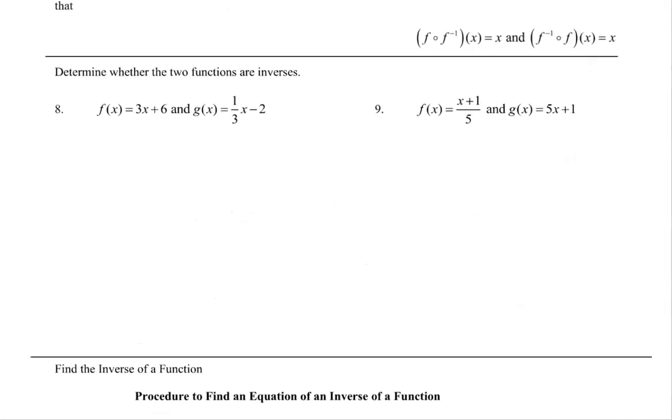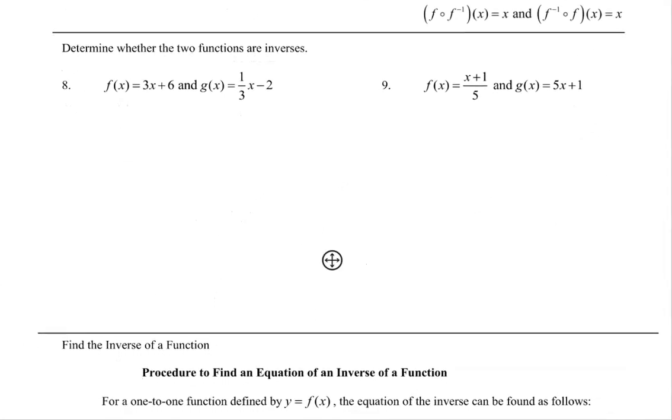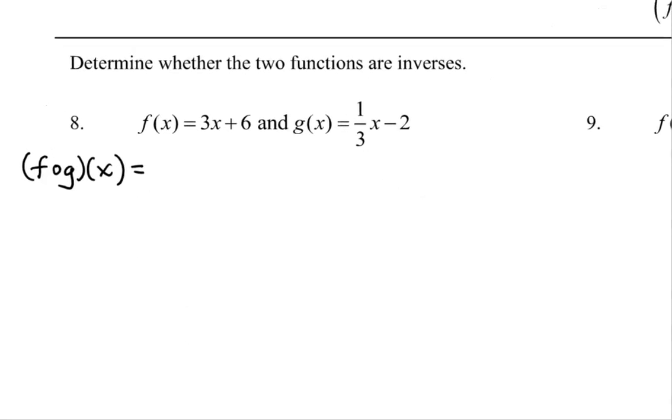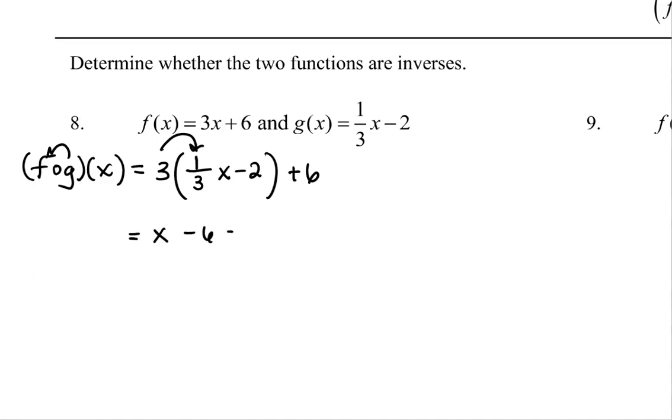So let's look at an example of that. In example 8, what we're going to be checking to see is if I take f composed of g of x, will I just get back out x? So this means I need to plug g into f. So I'm going to take the x that's in f and replace it with g. I'll distribute this 3. The 6's cancel and I'm only left with x.